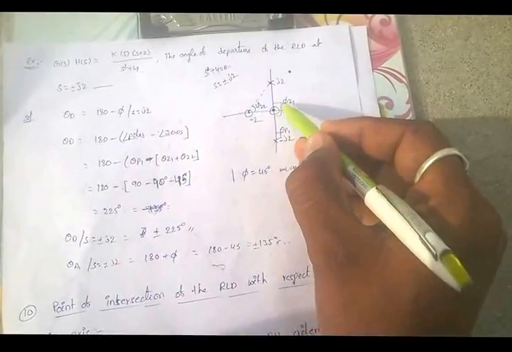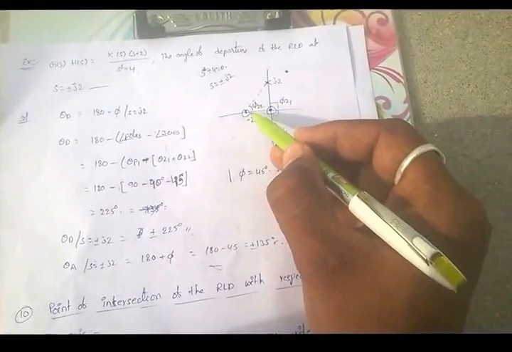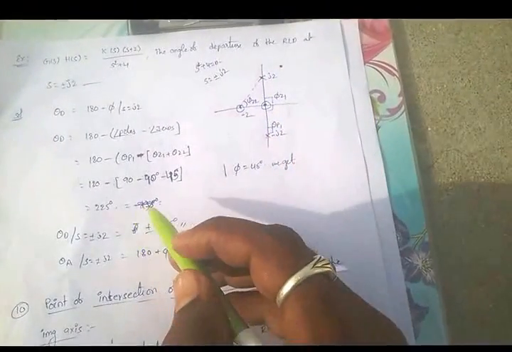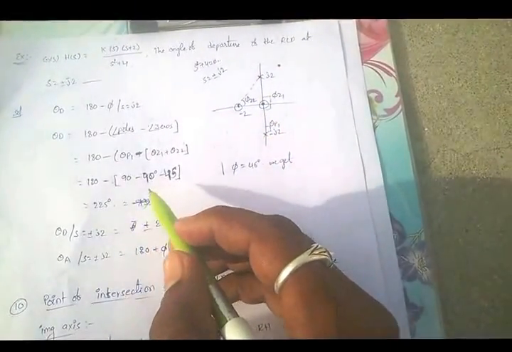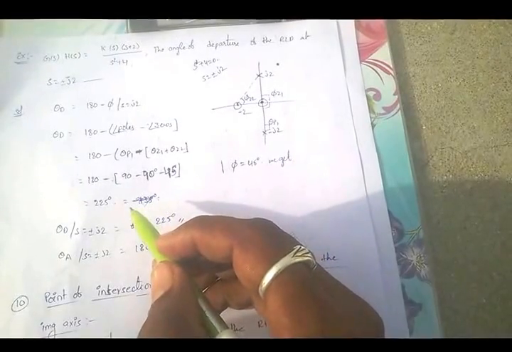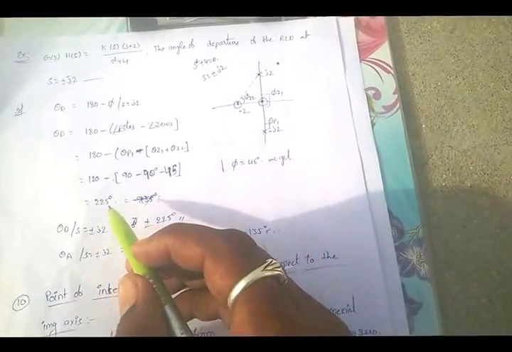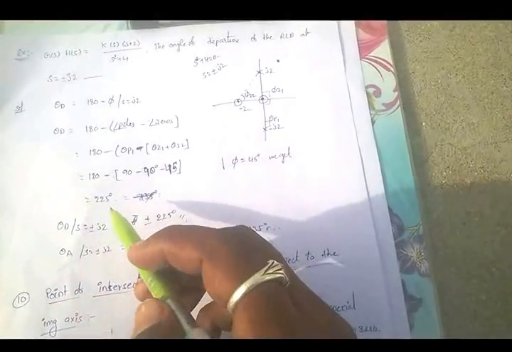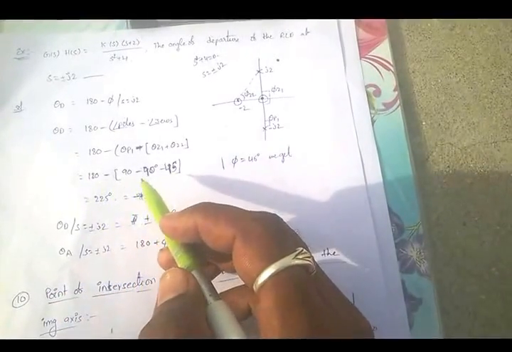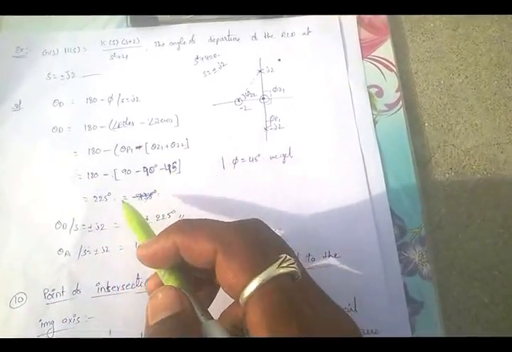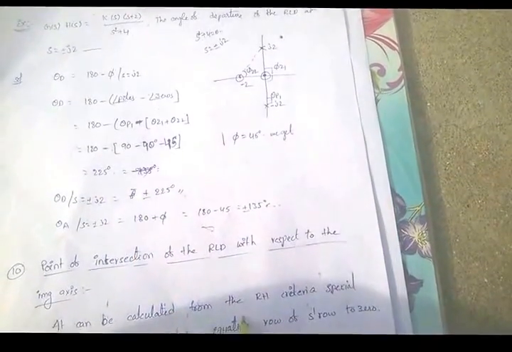Theta z1 is 90 degrees and theta z2 is 45 degrees. So total theta d equals 180 minus 90 cancel, 180 plus 45 equals 225 degrees.